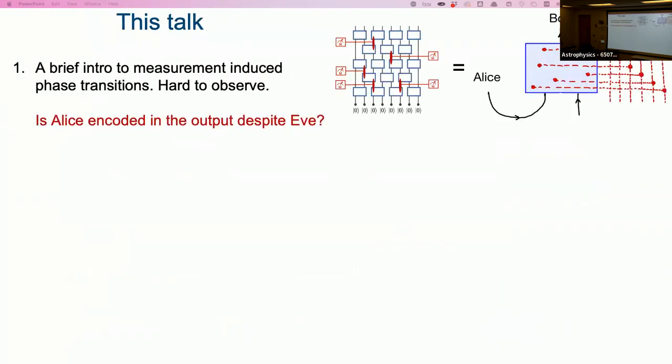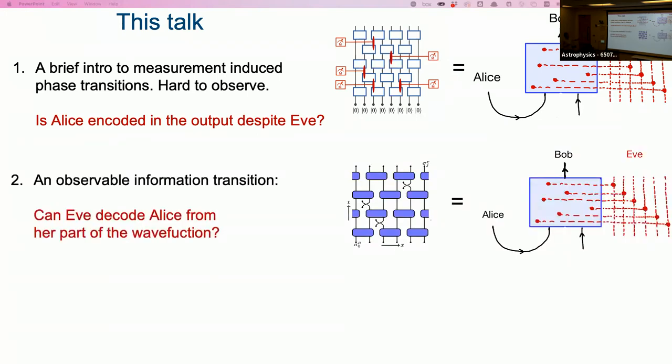So in this talk, because I guess maybe half of you haven't heard about measurement-induced transitions, I'll first give you a brief introduction on what measurement-induced transitions are that people are excited about recently, why they're very hard to observe, and how we understand these phase transitions in quantum circuits from the point of view of encoding of quantum information in these quantum circuits. So this would be the first part of my talk, kind of a brief review.